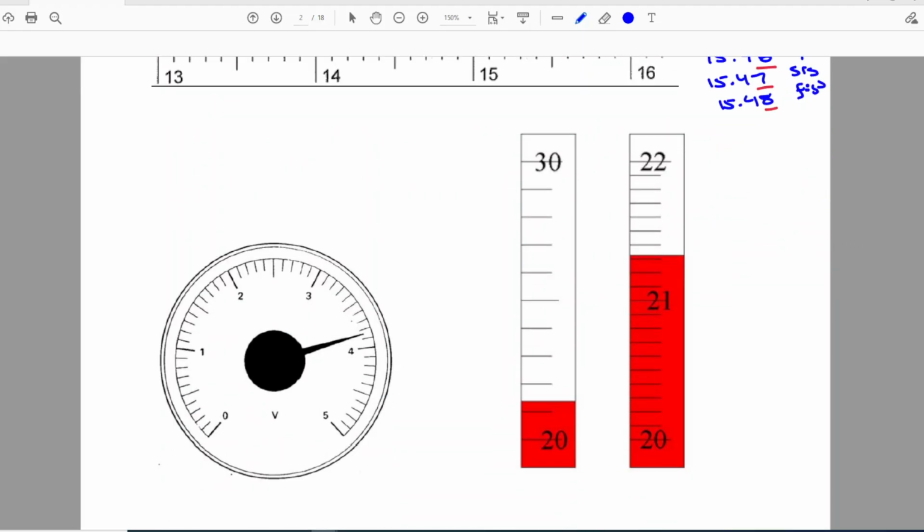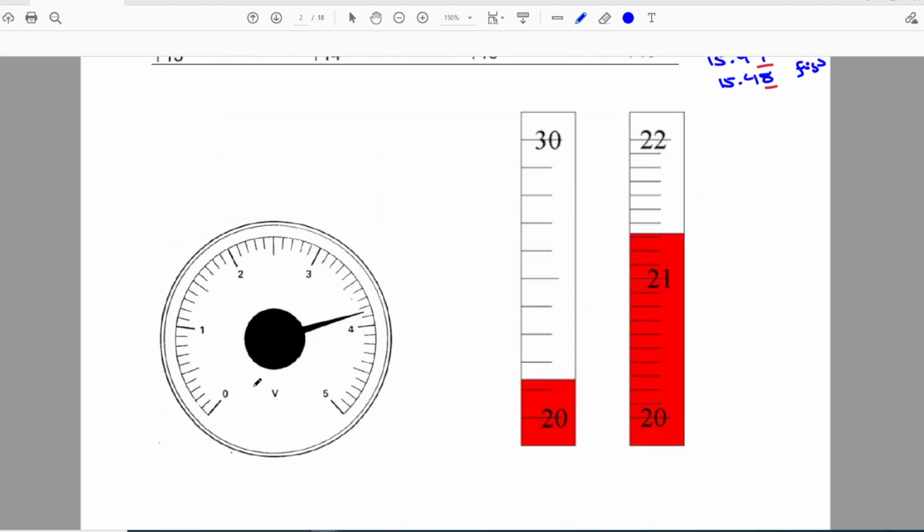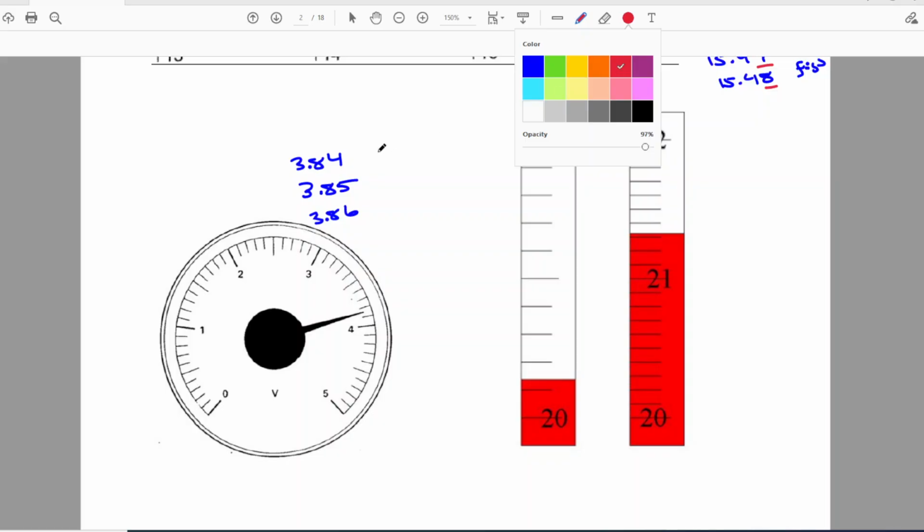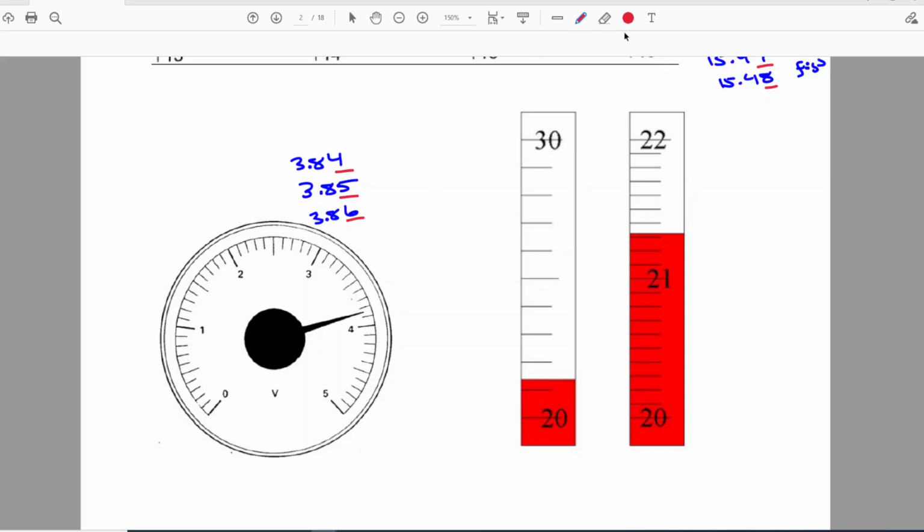All right. Looking at the next pictures, this one's our speedometer. So it's the same as the one before. We can look and it's 3.1, 2, 3, 4, 5, 6, 7, 8, 9, 10. So my last known line would be a 3.8. And then I get to estimate past that. I would say about 3.85 actually. That one's looking kind of right in the middle. But if you had 3.84, if you had 3.86, you're absolutely fine, because this is your estimated digit. And we would say that this is 3 significant figures.